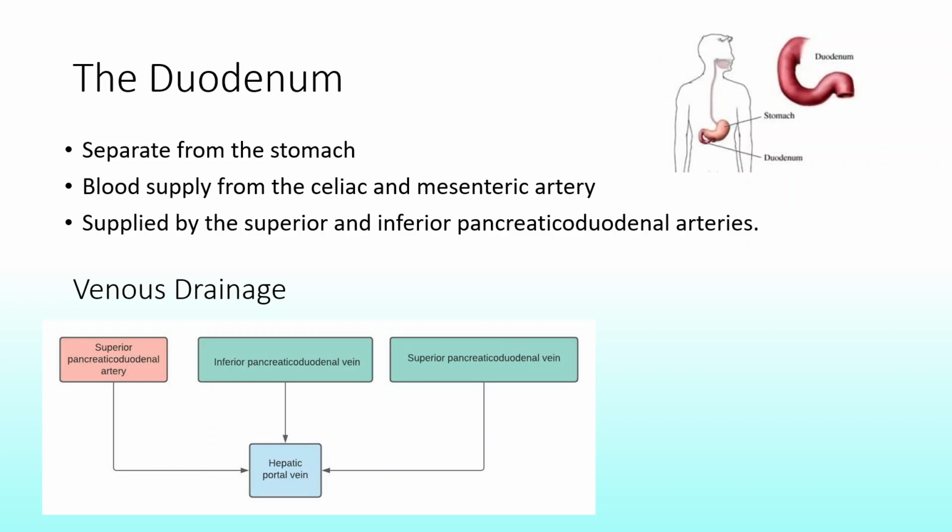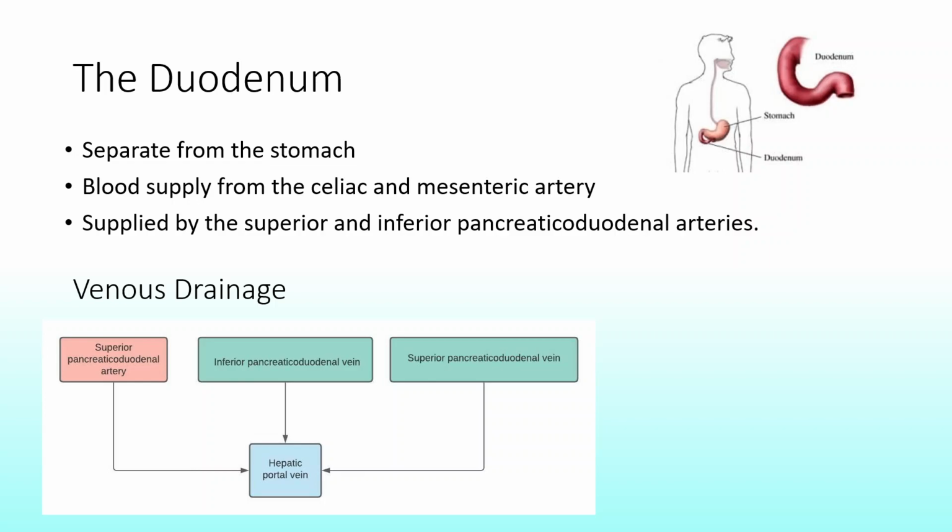Blood supply will come from both the celiac trunk and the mesenteric artery. The more superior part of the duodenum is supplied by the branches of the celiac trunk, which include the gastroduodenal artery. These arteries also give branch to the superior pancreaticoduodenal artery. The distal part of the duodenum is supplied by the inferior pancreaticoduodenal artery, which is a branch of the superior mesenteric artery. So to summarize that, the duodenum is supplied by both the superior and inferior pancreaticoduodenal arteries. And note that the celiac trunk is superior to the superior mesenteric artery.